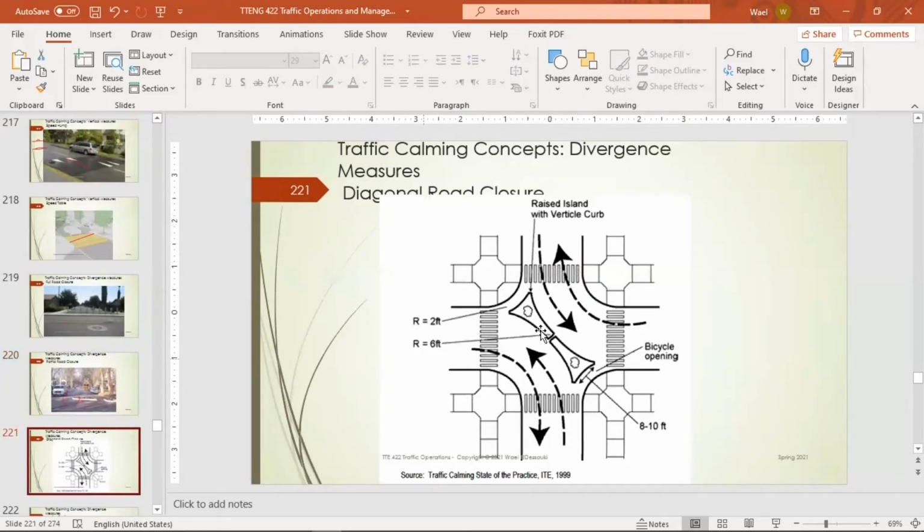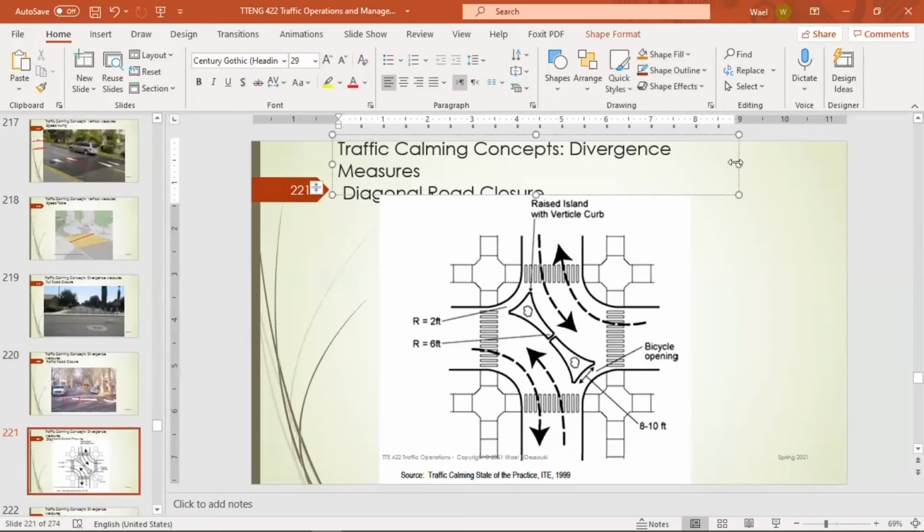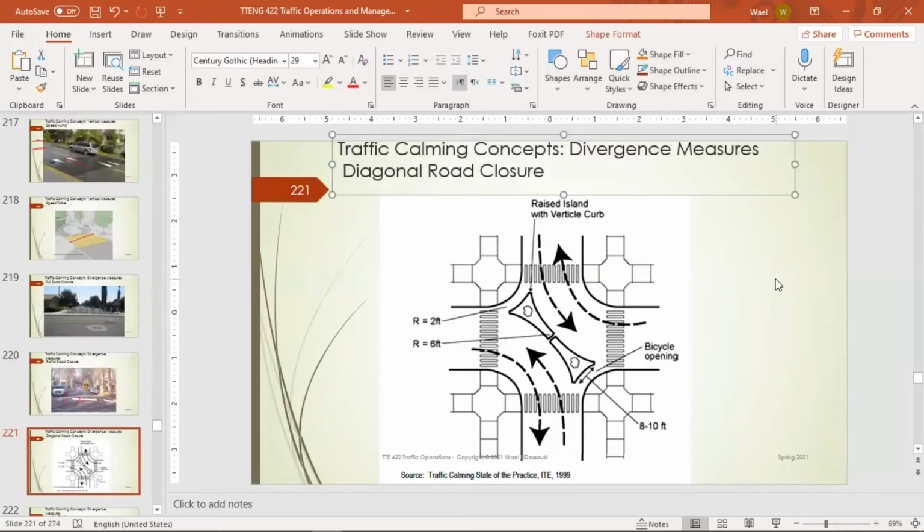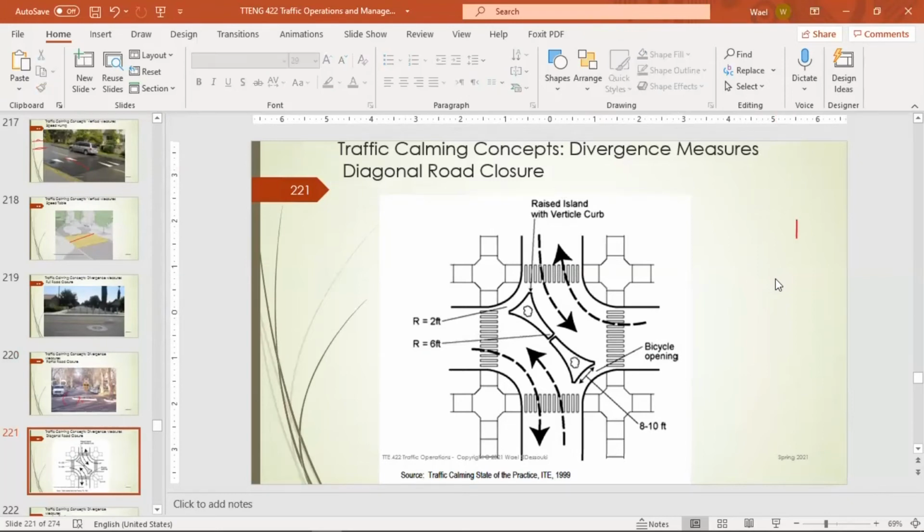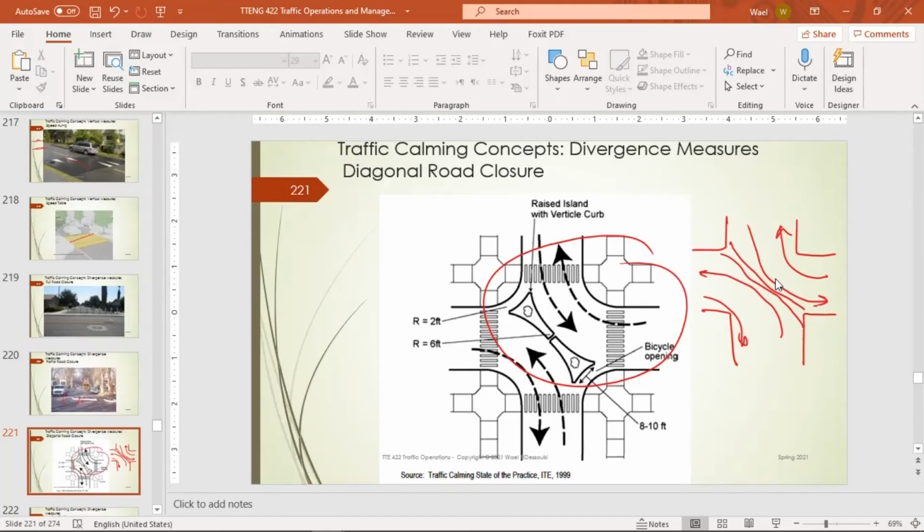And there is the diagonal closure. That means the intersection like this, and basically we put a closure here. So the traffic will go this way. You see the point? So this is basically good in cutting through traffic.